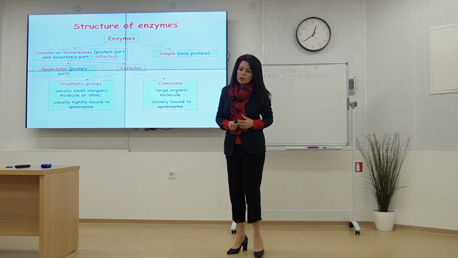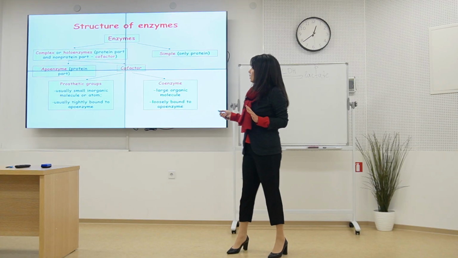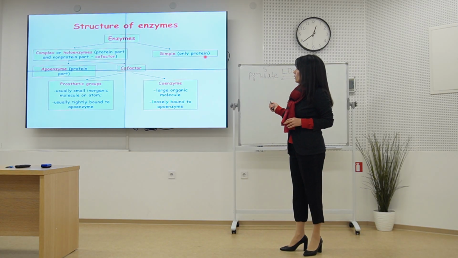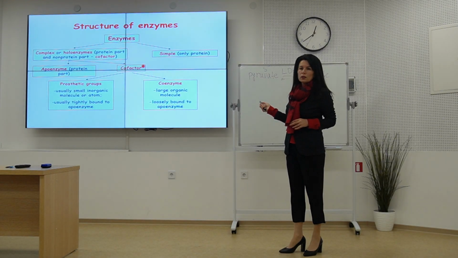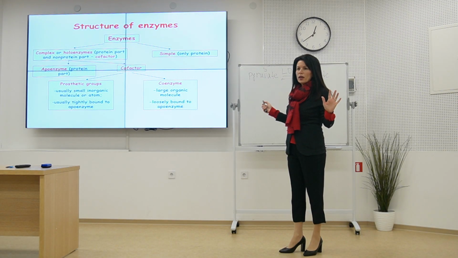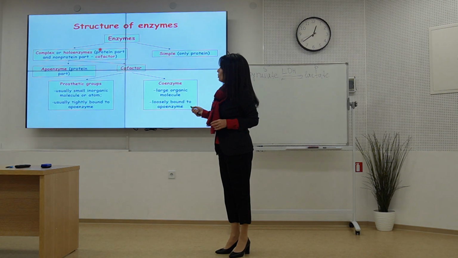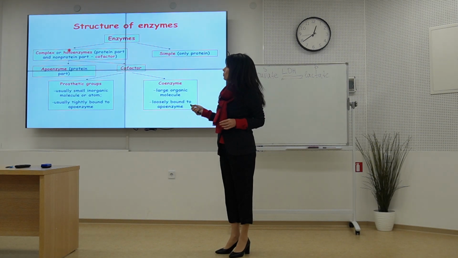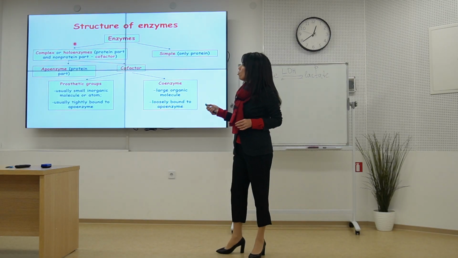Structure of enzymes. Students, actually there are two types of enzymes. Some of them are only proteins, with only protein part. These enzymes are simple ones. Only protein part they have. But some of the enzymes are a combination between protein part and non-protein parts. These enzymes are complex enzymes or holoenzymes.